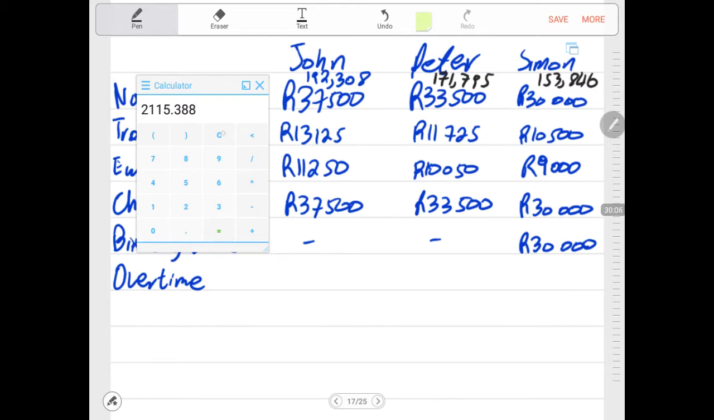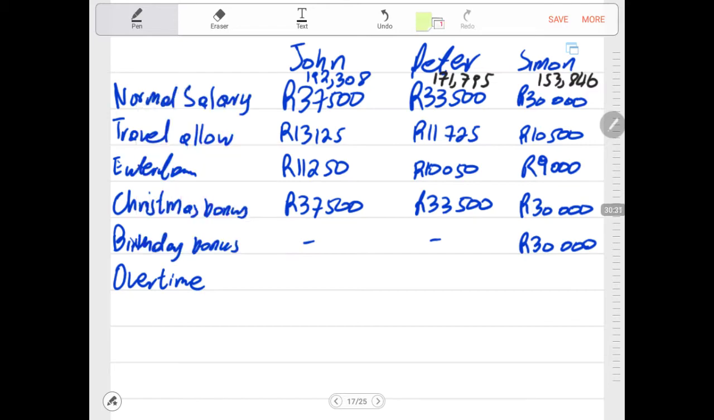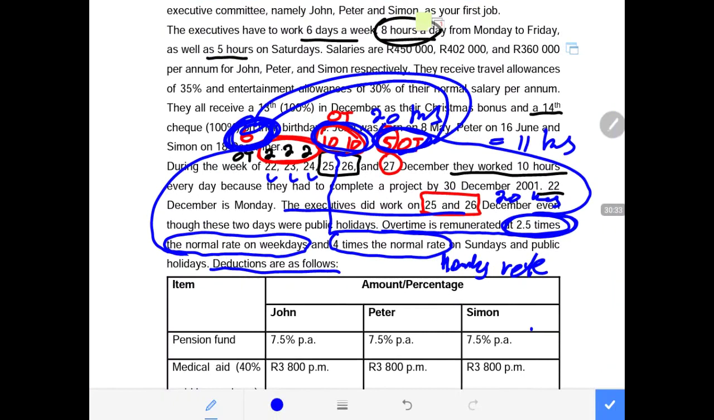Weekdays, let me just verify that we have 192 rand 308 times the weekdays. We said we have a total of 11 hours. Just want to verify that calculation, if we had 11 hours really as our weekday hours. Yes, okay, that is correct.